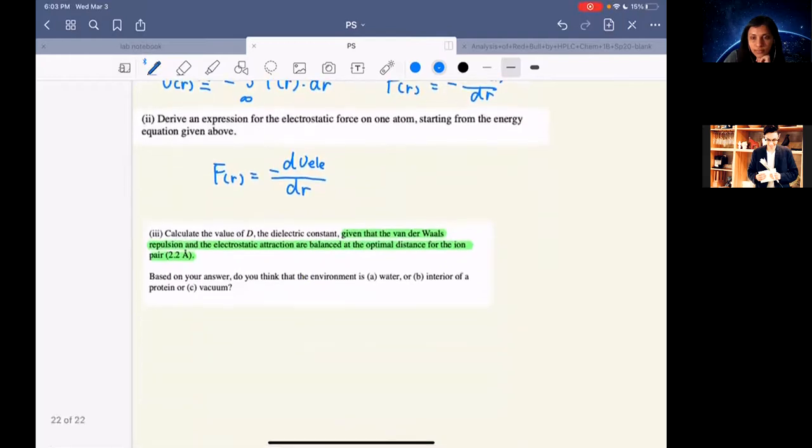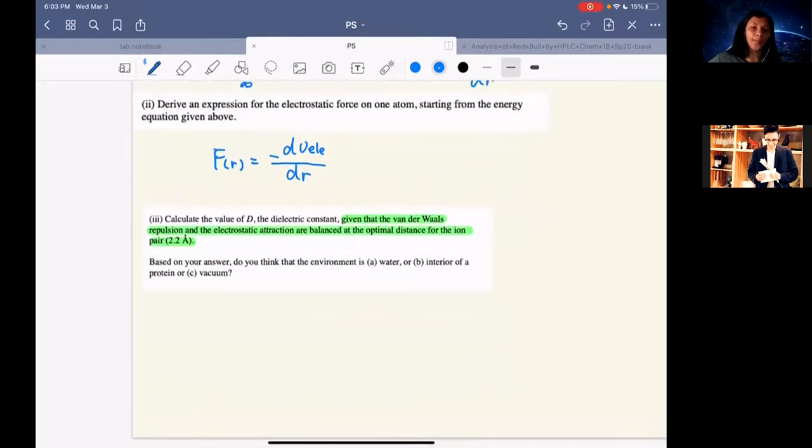Then for 3, we're asked to calculate the value of the dielectric constant, given that the van der Waals repulsion and the electrostatic attraction are balanced at the optimal distance for the ion pair at 2.2 Angstrom. So basically, the absolute value of the electrostatic force, the electrostatic attraction, should be equal to the absolute value of the van der Waals force. To be exact, they should be equal in magnitude but opposite in direction.